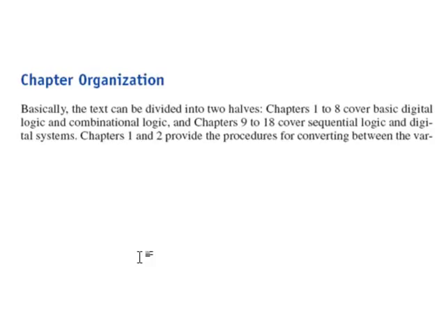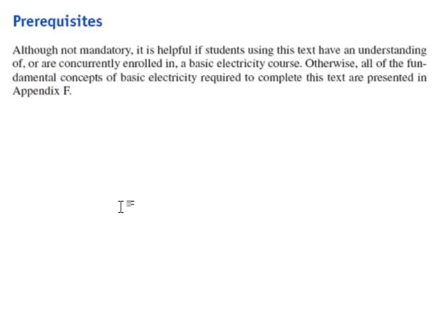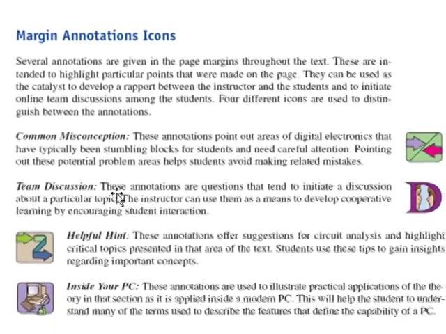It's not really mandatory, but it's really helpful if students using this text have an understanding of, or are at least concurrently enrolled in, a basic electricity class. I put together an Appendix F that covers all the basic electricity you'll need to get through this textbook. So if you don't have the basic electricity background, spend some time in Appendix F before you start the text.